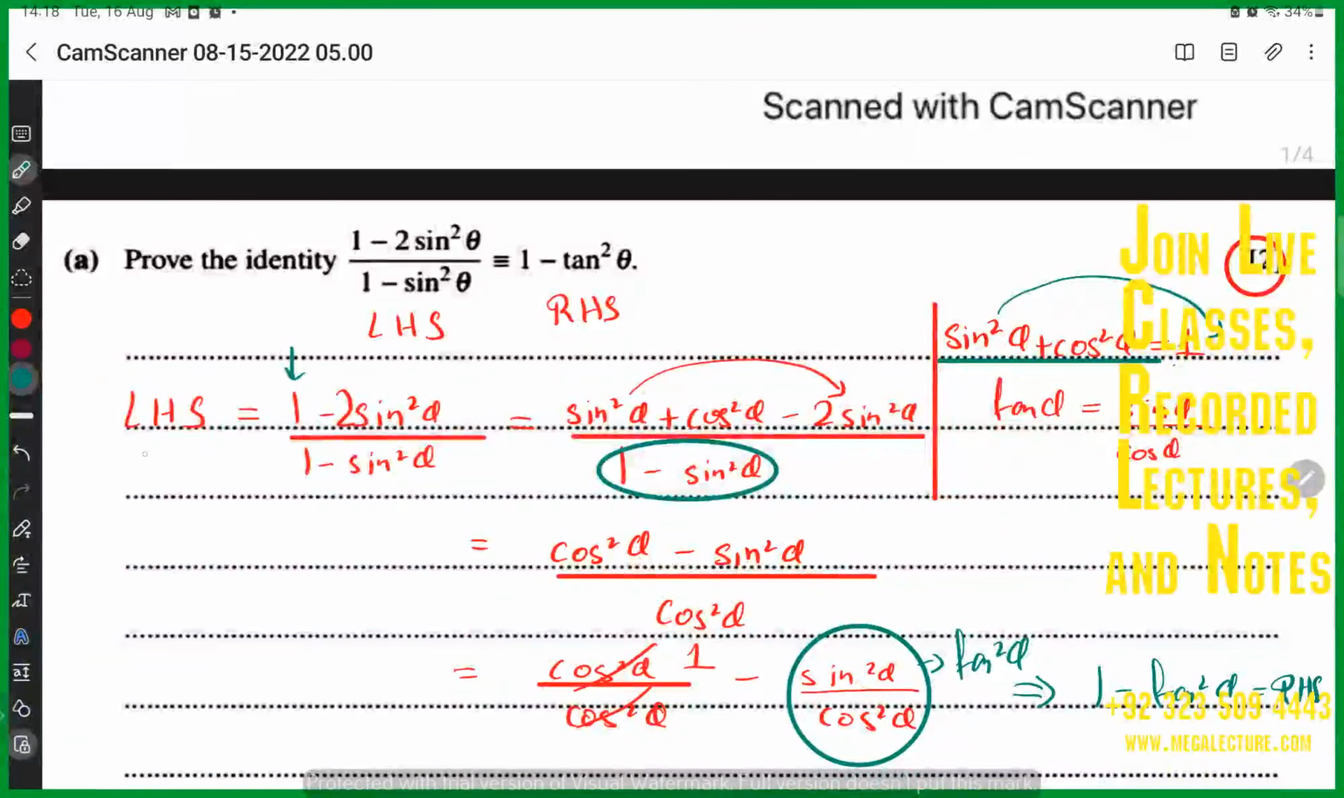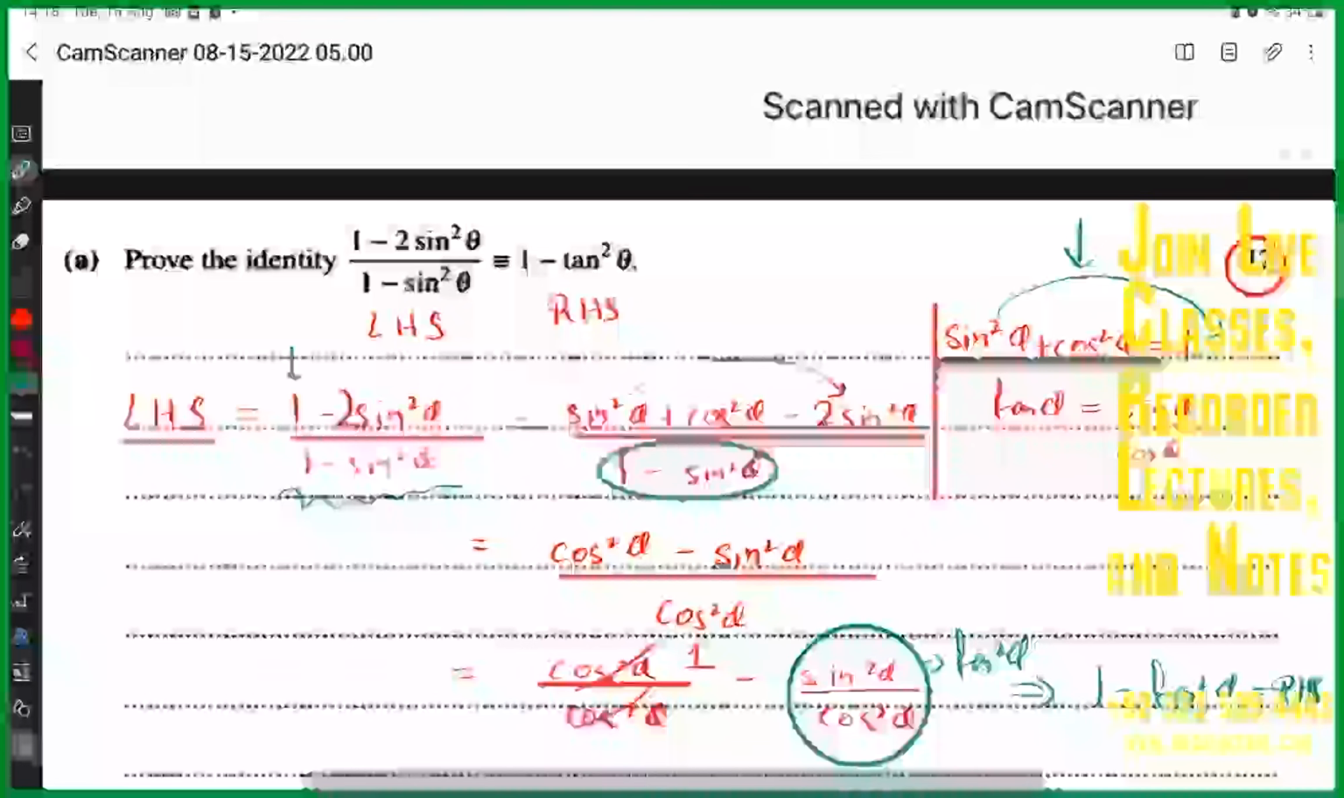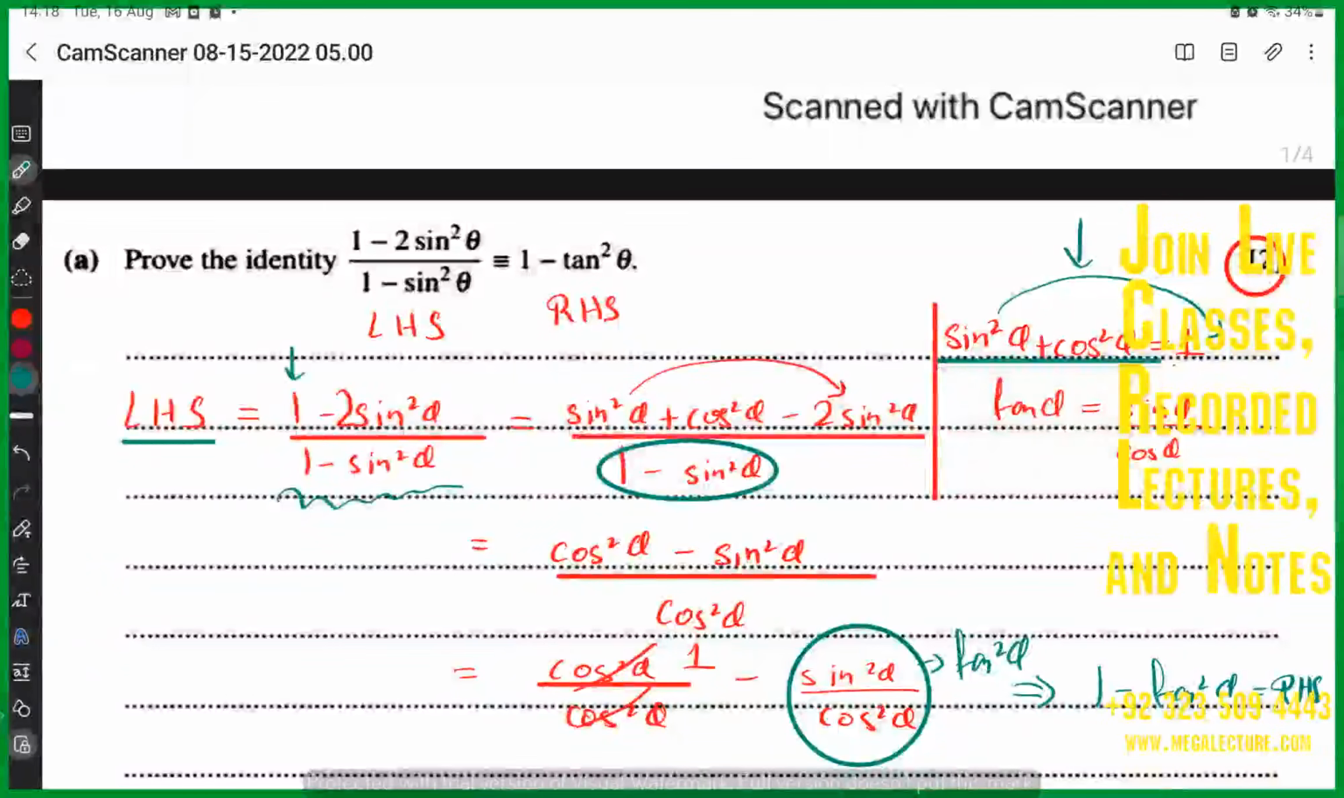So I started off with the left hand side. This was my own decision. This is what I had, and these were the helping identities. Just by trial and error, I tried using these helping identities, and finally I was able to make the left hand side look like the right hand side. So this is how we do these proofs.